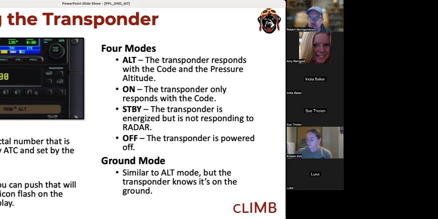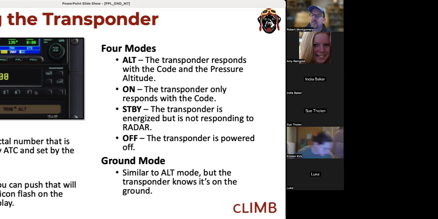And then the last mode you see is something called the altitude mode, which is obviously exactly what you would expect, right? It means we're going to go ahead and squawk the code. We're also going to squawk altitude, right? And that way the controller is getting all the information. Nine times out of ten, right, you're going to be squawking altitude.